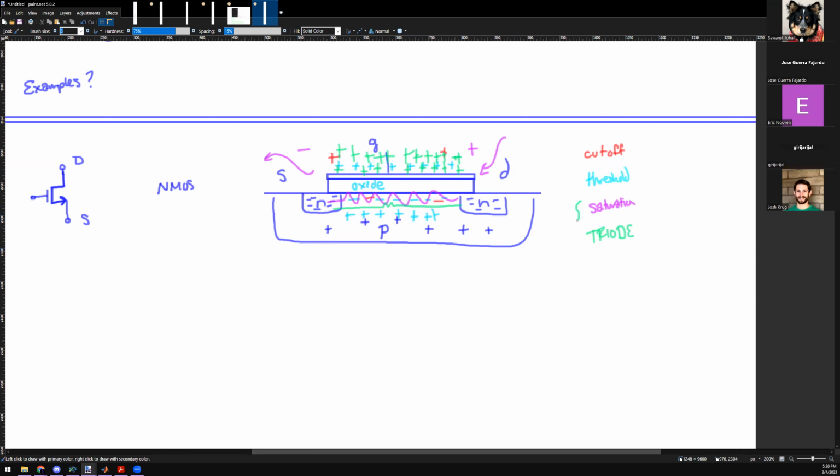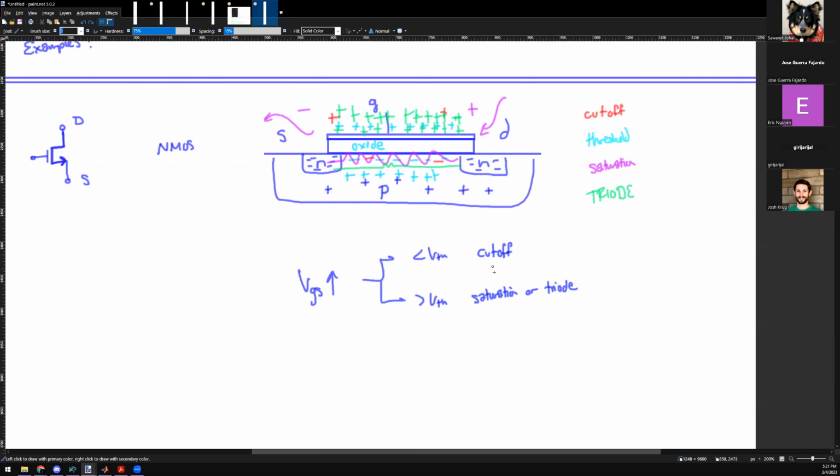And remember, saturation and triode depend heavily on, we need to define what they mean. But what you can see is that as VGS increases, there's a point where I exceed VTH, some threshold. It starts off less than VTH, and this is called cutoff. And if I exceed VTH, I am on, but I'm either in saturation or in triode. What determines whether I'm in saturation or triode? It depends on how much foot traffic I'm trying to get through.